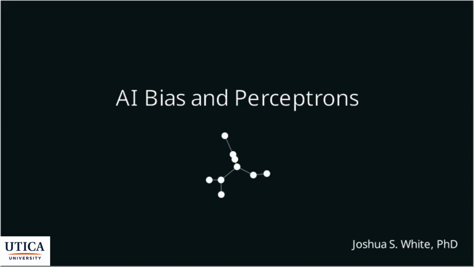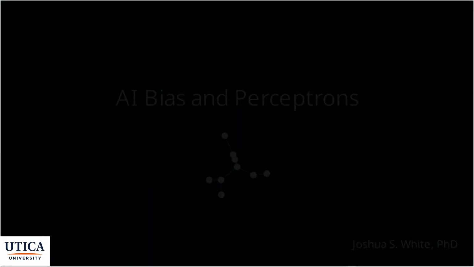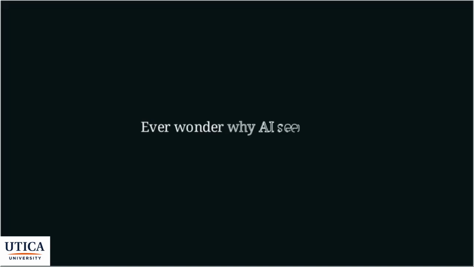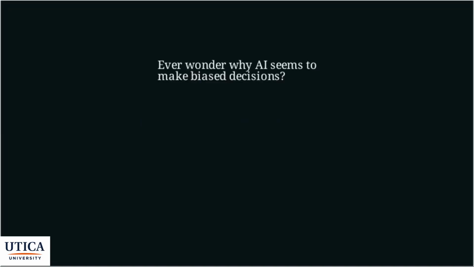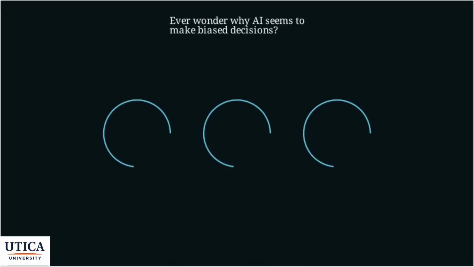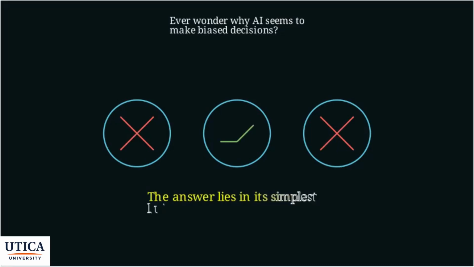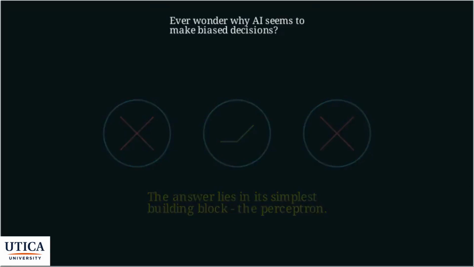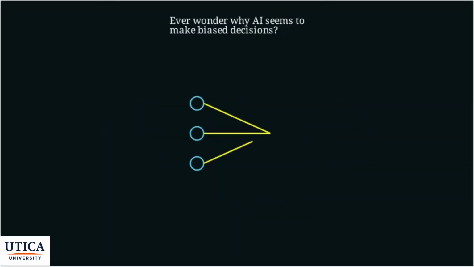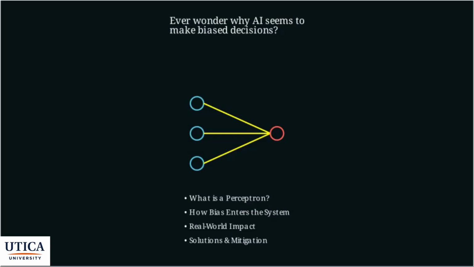Have you ever wondered why AI seems to make biased decisions? In today's world of artificial intelligence, we often hear about AI systems showing unexpected biases, from unfair hiring practices to discriminatory loan approvals. The answer to why this happens lies in AI's simplest building block, the perceptron. Today we'll explore how these fundamental units work, how bias creeps in, and most importantly, what we can do about it. Understanding this is crucial for building the fair and ethical AI systems our future demands.